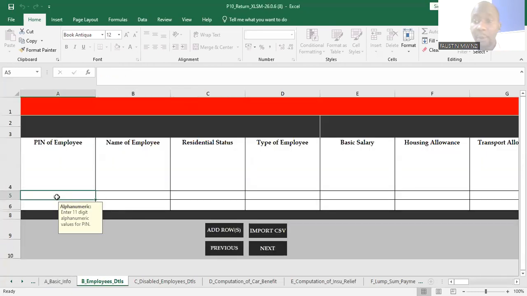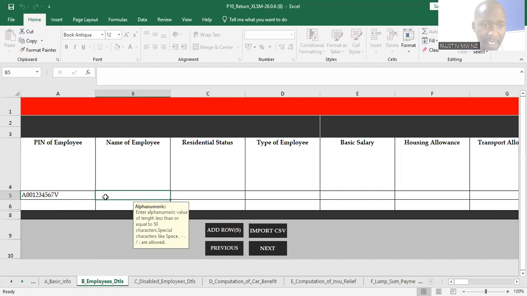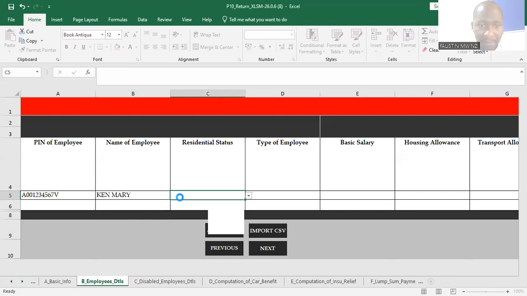Next is where you populate details of your employees. You enter the details of your employees, as many as you have. For each, you must enter their details. Let us say the PIN of the first employee is A001234567 3. I call this employee Ken Mary. Residential status, I assume that this is a resident.